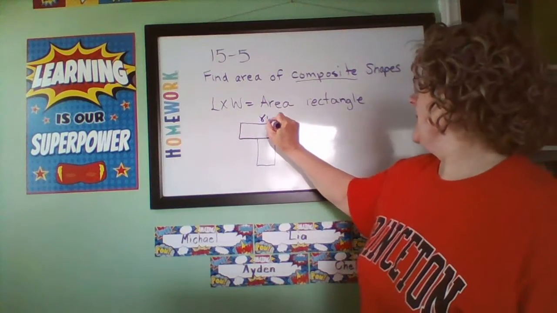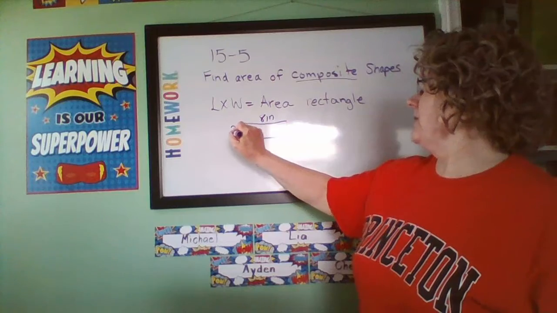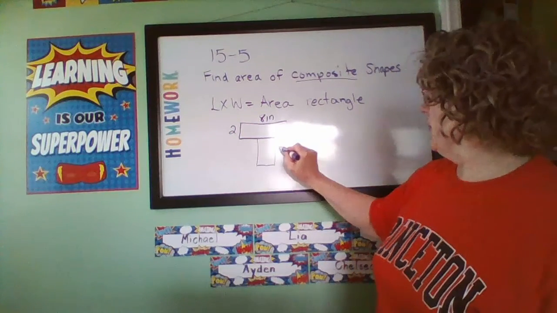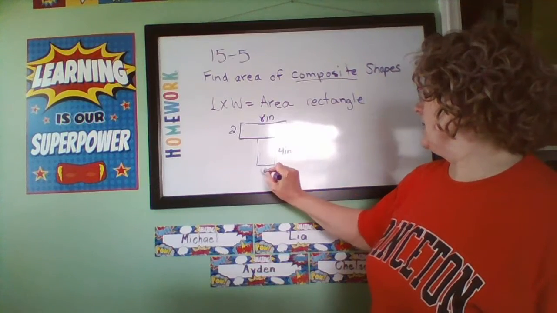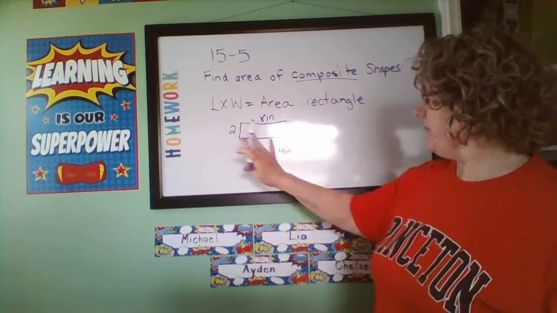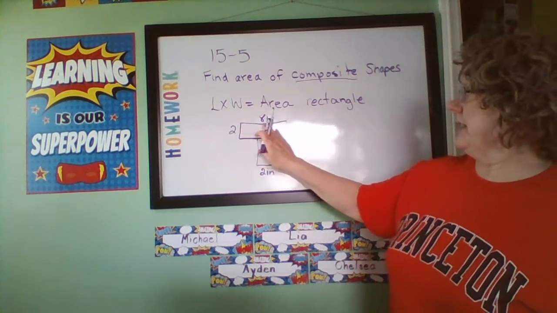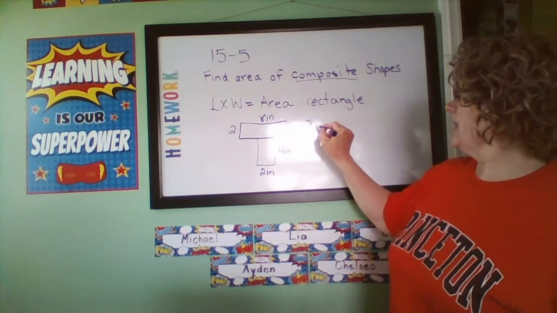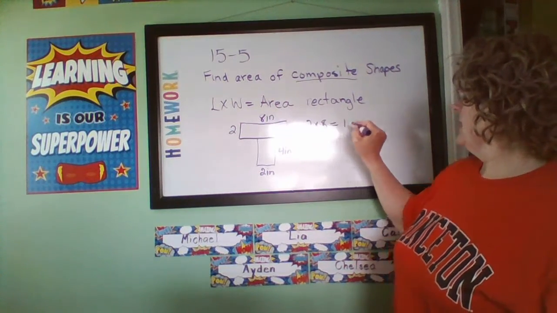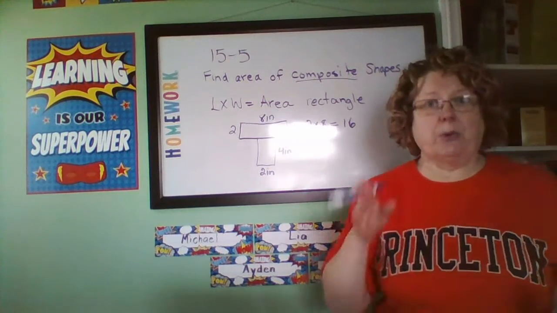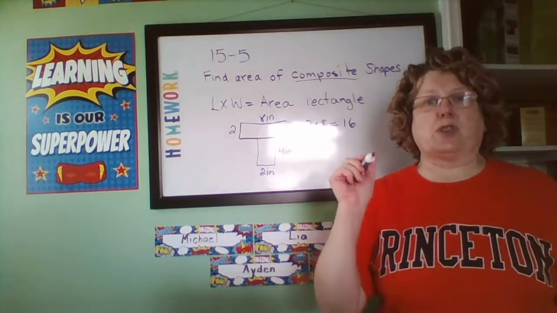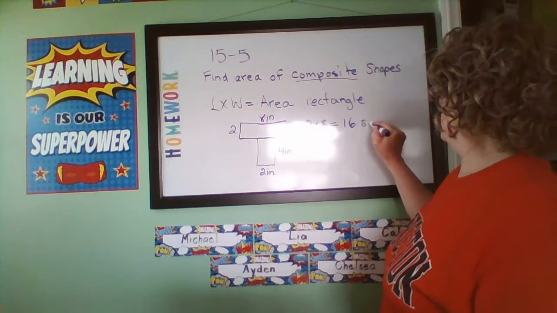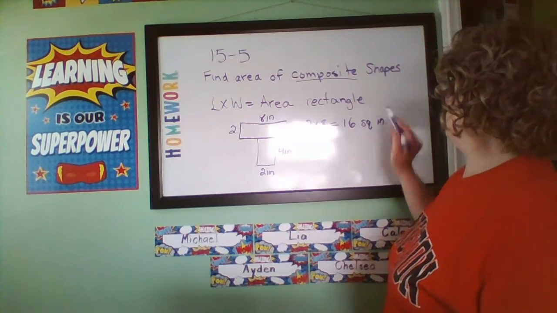Okay, so the length of this rectangle is 8 inches is our unit, and it says it's 2 inches over here. Then at the bottom, they tell us that this is 4 inches and this is 2 inches. Now, in order to find the area of this rectangle, I would do 2 times 8. And remember our unit, when we have inches times inches, it's square inches. So 2 times 8 would be 16 square inches.